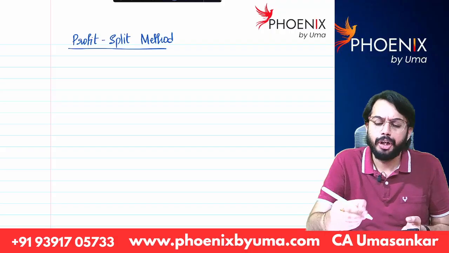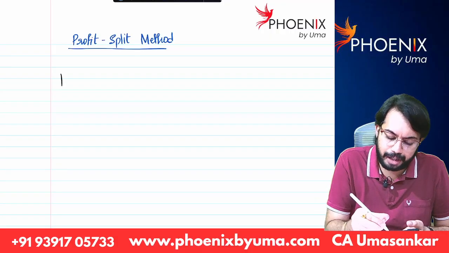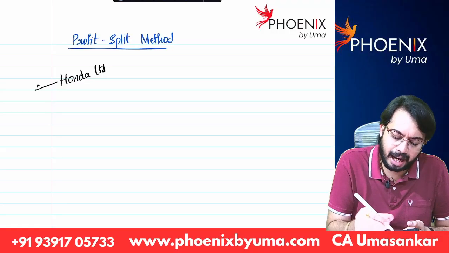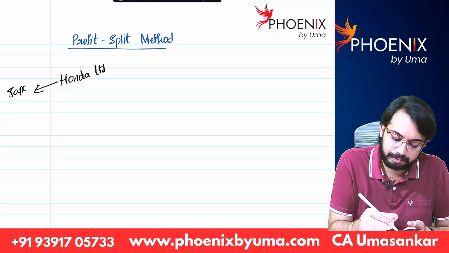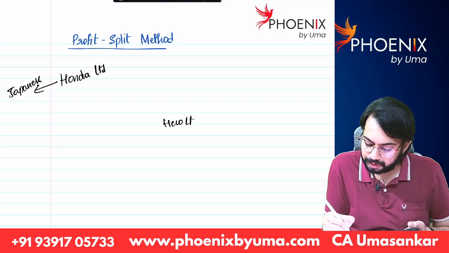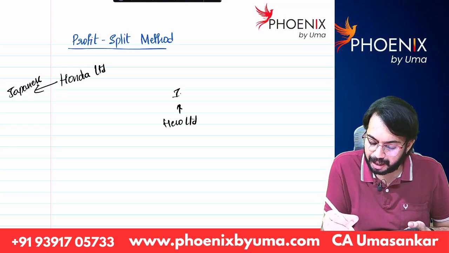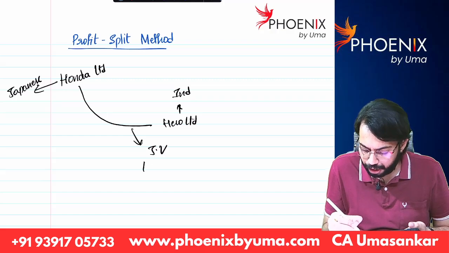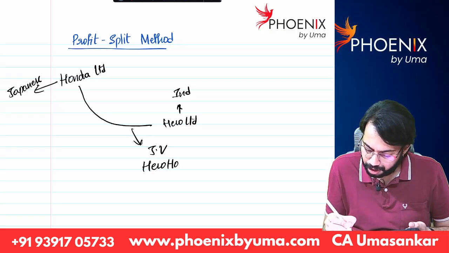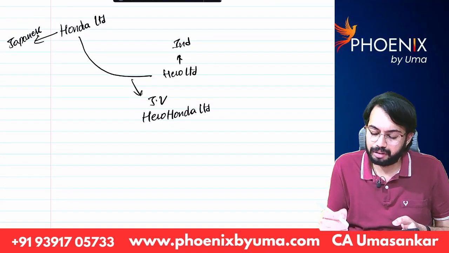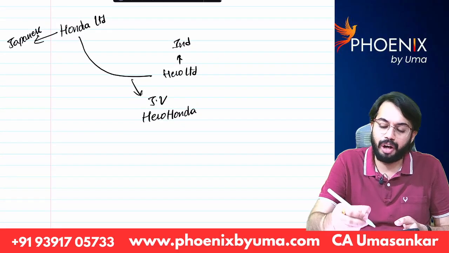For example, you know about Honda Limited, right? Honda Limited is basically a Japanese company, and there is Hero Limited. This is basically an Indian company. Both entered into a joint venture, Hero Honda Limited. Okay. Now what are they doing? The joint venture is Hero Honda.